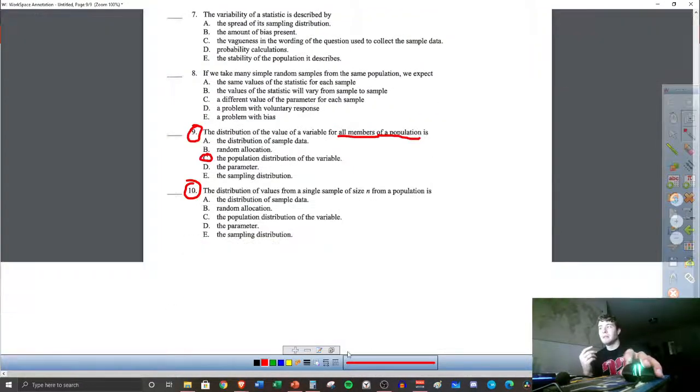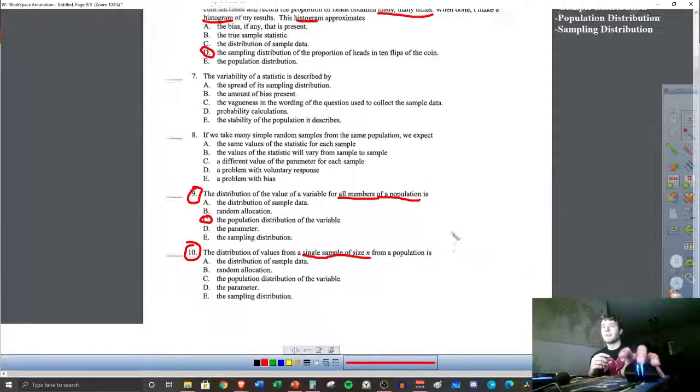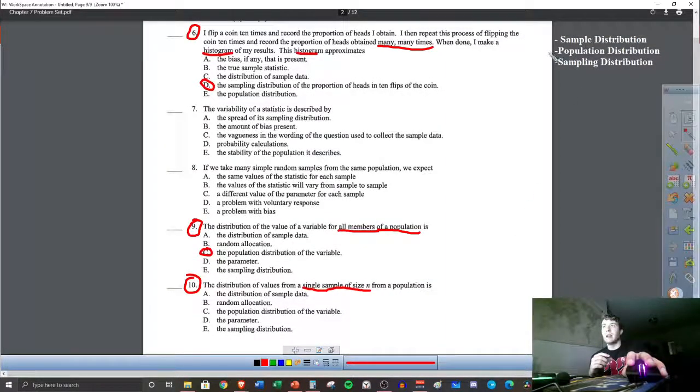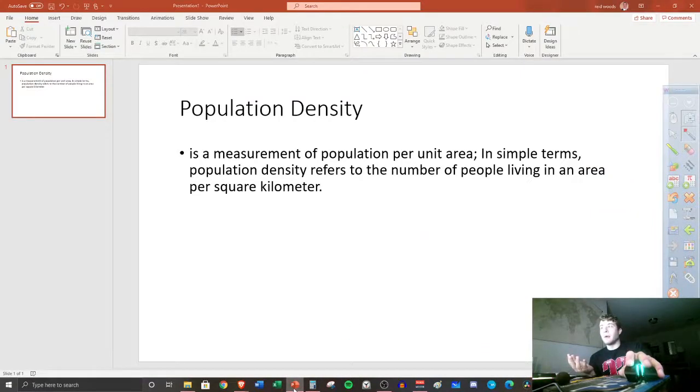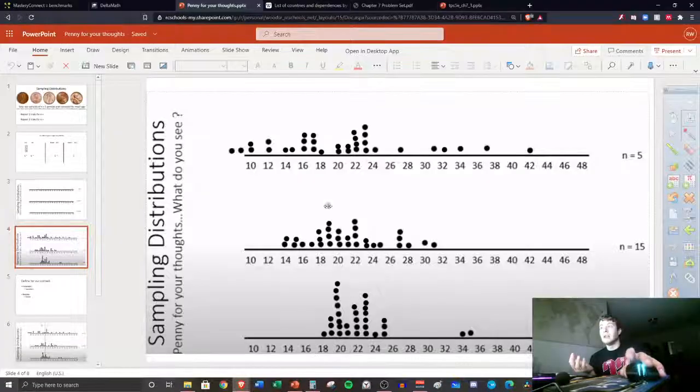Answering number 10. Number 10, the distribution of values from a single sample, this is important, single sample of size n from a population. Well, by process of elimination, we have population, sampling. So this is a sample distribution. This is one sample. Okay, and this is the distribution of sample data. That's all that is.